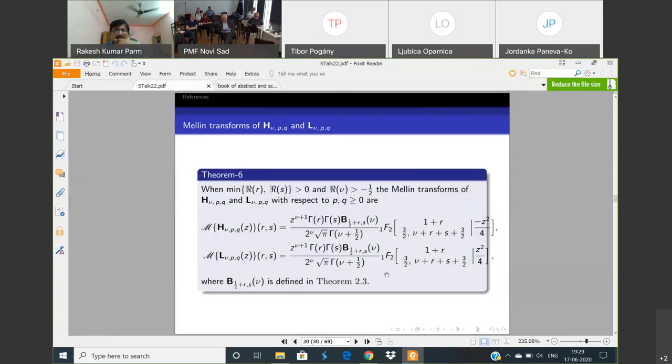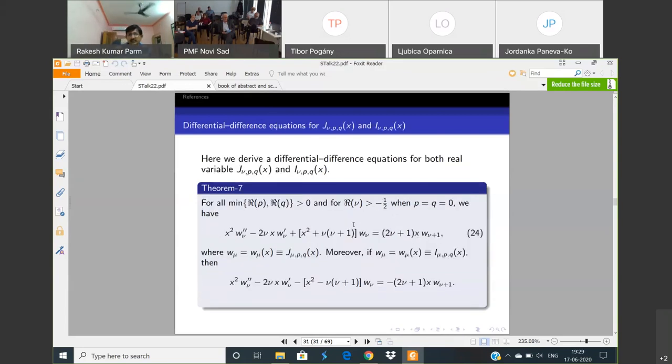Further, we have evaluated the double Mellin transform of these functions, and it is important to note that the double Mellin transform of the PQ extended Struve function is given in terms of the generalized hypergeometric function 1F2, which is the classical generalized hypergeometric function. A differential equation is obtained also, given in theorem 7, and it is presented here by the equation number 24.